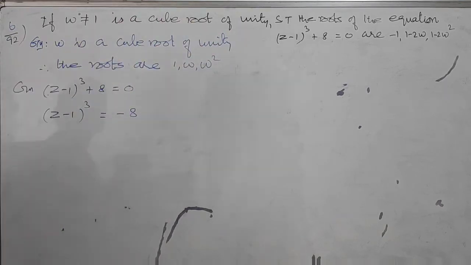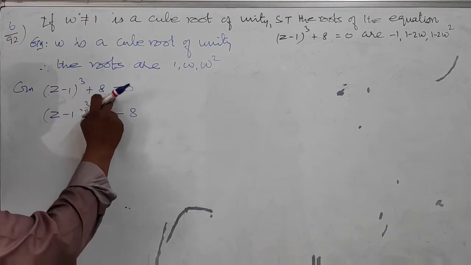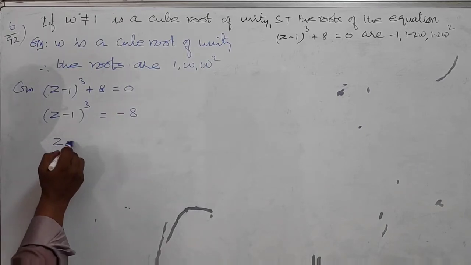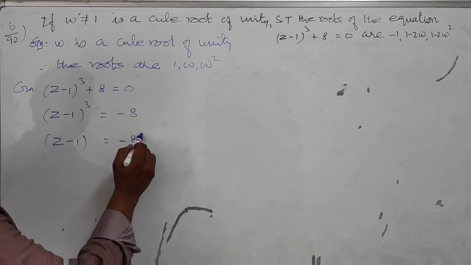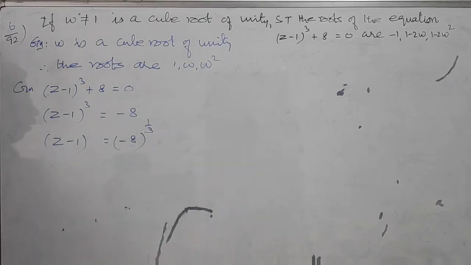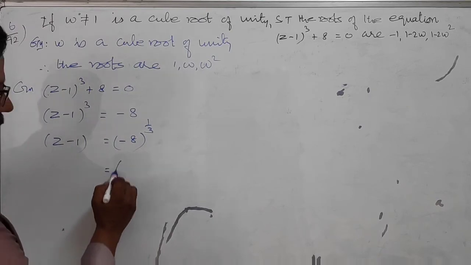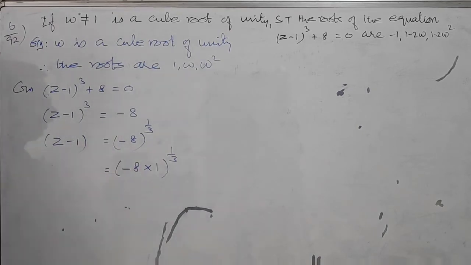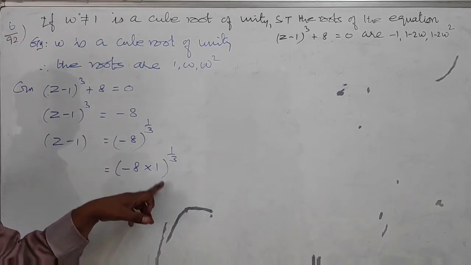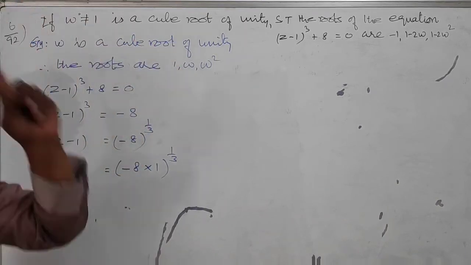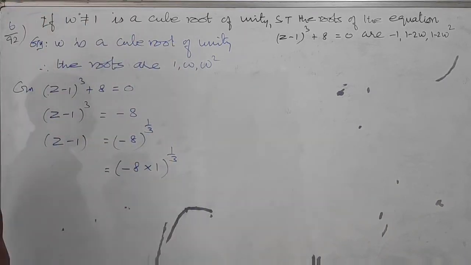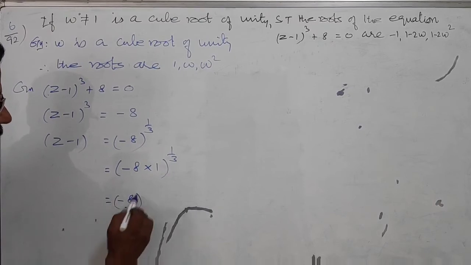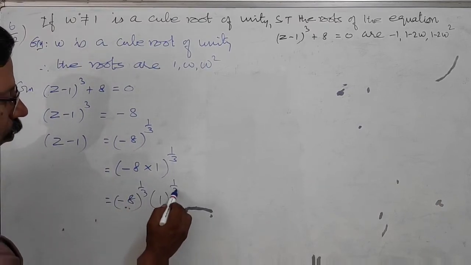Now, let us go for the given equation. Given (z minus 1) whole cube plus 8 is equal to 0. Now, we can write (z minus 1) whole cube equal to minus 8, or you can write z minus 1 is equal to (minus 8) power 1 by 3. Now this can be written as (minus 8 into 1) whole power 1 by 3. See, in the previous question we have written 8 into minus 1. Why we are not taking minus 1: we are given cube roots of unity only, not cube roots of minus 1. Therefore, we are making it positive 1. Now we can write this as (minus 8) power 1 by 3 into 1 power 1 by 3.